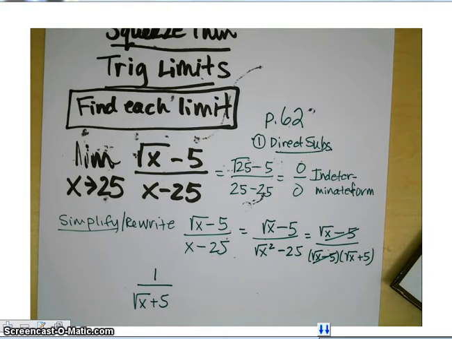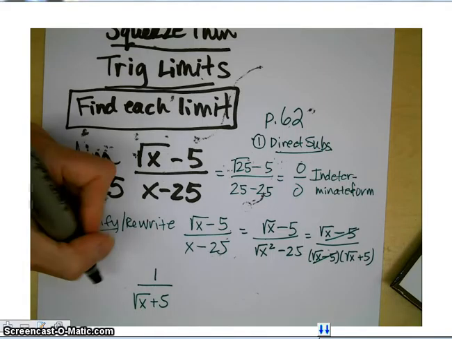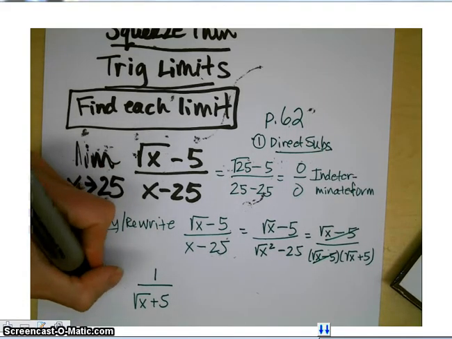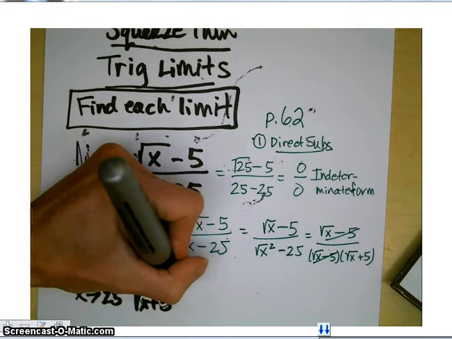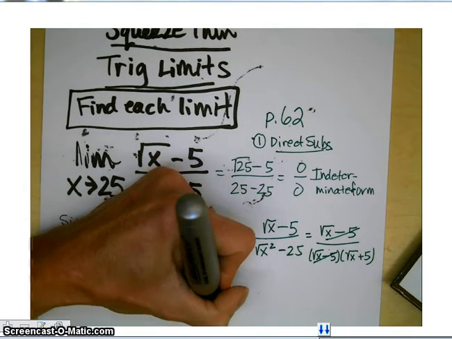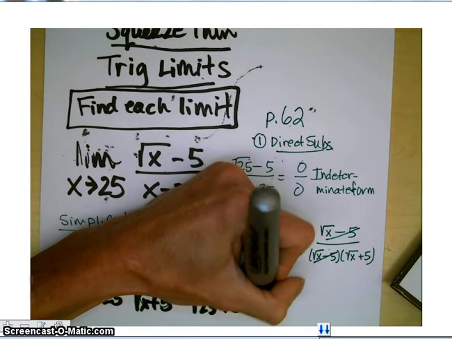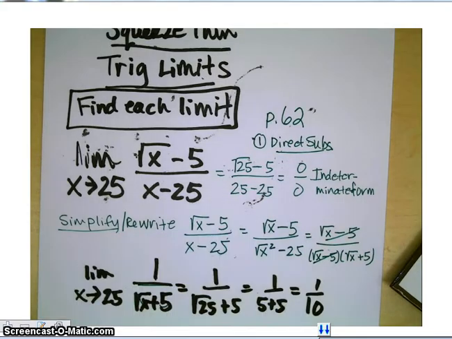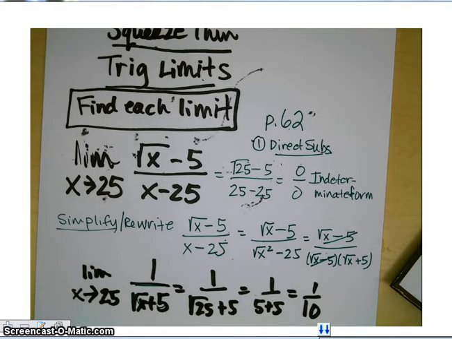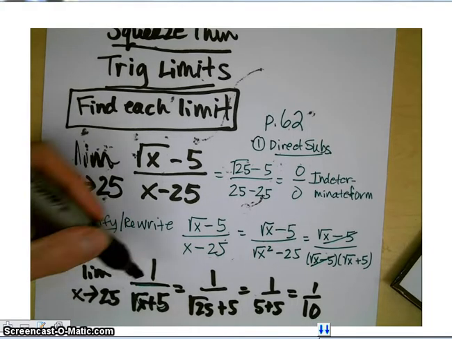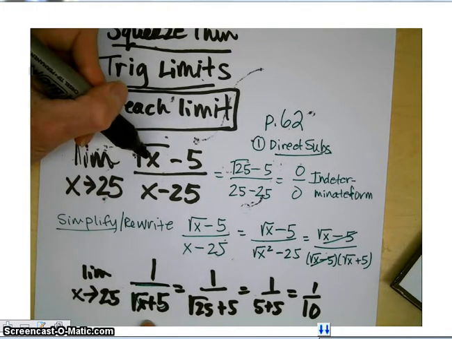So I've rewritten the function, and now I'm going to try taking the limit as x goes to 25 again. I'm going to try direct substitution again and see if it works this time. If I plug in the 25, I get 1/10. Plug in 25, the square root of 25 is 5. 5 plus 5 is 10. 1/10 is my limit now. So the answer to this question is 1/10, because this function is not different from the original, it's just simplified.